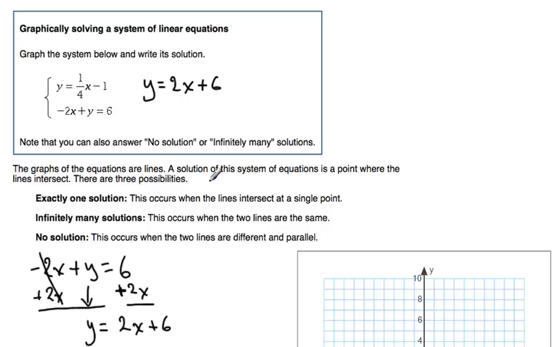Now we'd like to identify the slope and the y-intercept for each equation. For the first equation, y equals 1/4 x minus 1, the slope is the number in front, the coefficient of the x, so that would be 1/4. And the y-intercept is negative 1.